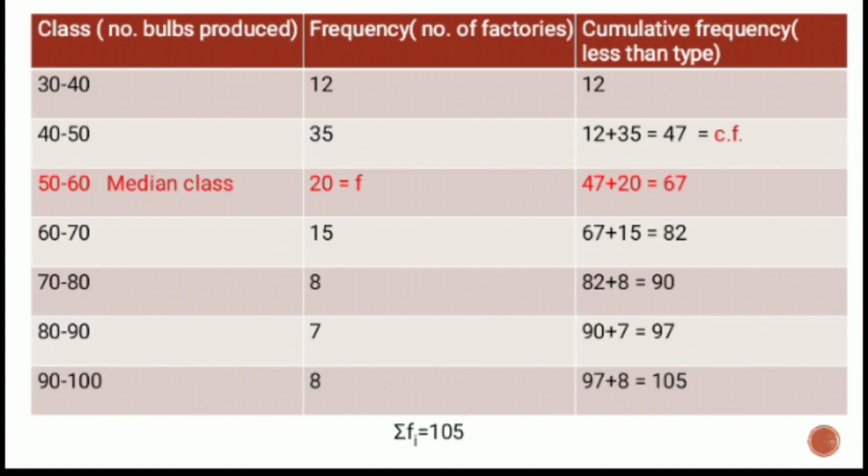Okay, so in this you have to draw 3 columns. In the previous sum you drew 4 columns; in this you are drawing 3 columns. Why, guys? See here that all the classes are in continuous mode: 30 to 40, 40 to 50, 50 to 60, 60 to 70, 70 to 80, and so on up to 100. So write all those frequencies and add 12 plus 35 plus 20 plus 15 plus 8 plus 7 plus 8. That gives you summation fi as 105. After that you write the first frequency as it is, and then add 12 plus 35, that gives you 47.